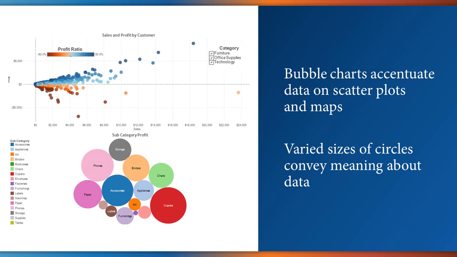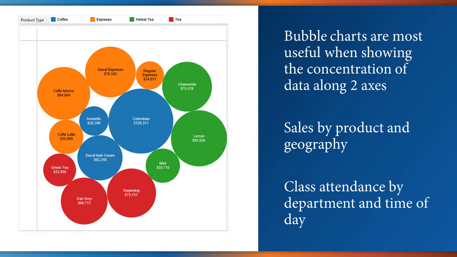Next, let's look at guidelines regarding bubble charts. Bubbles are not their own type of visualization, but instead should be viewed as a technique to accentuate data on scatter plots or maps. People are drawn to using bubble maps because the varied size of circles provides meaning about the data. Here are guidelines regarding bubble charts.